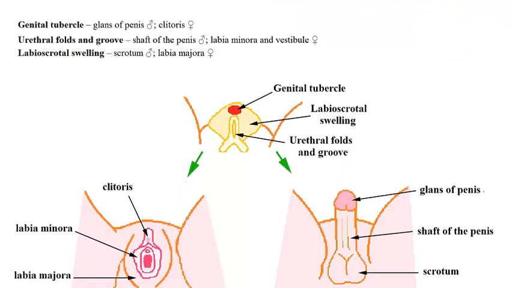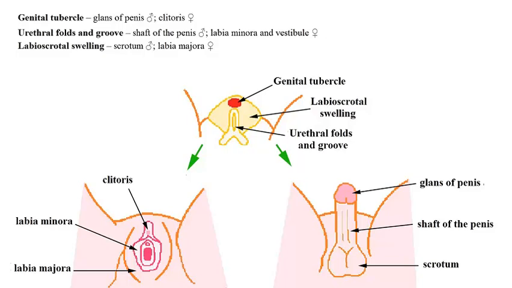So as we just discussed, both male and female have developed from similar structures. So let's discuss how different embryonic structures give rise to male and female reproductive organs. First we have the genital tubercle, which is shown right here in red, and it gives rise to the glans of the penis in males or the clitoris in females. All right, so the glans of the penis in males and the clitoris in females, these are sexual counterparts.